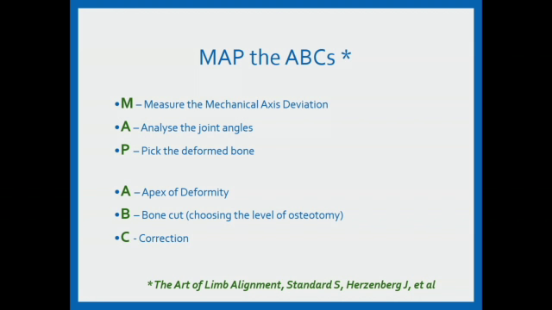So MAP basically is you measure the mechanical axis deviation, you analyze the joint angles, and then you pick the bone which is deformed. So I'll come to that. I'll come to each of these steps. And then the ABC is basically you locate the apex of the deformity, then you plan your bone cut, and then you do your correction.